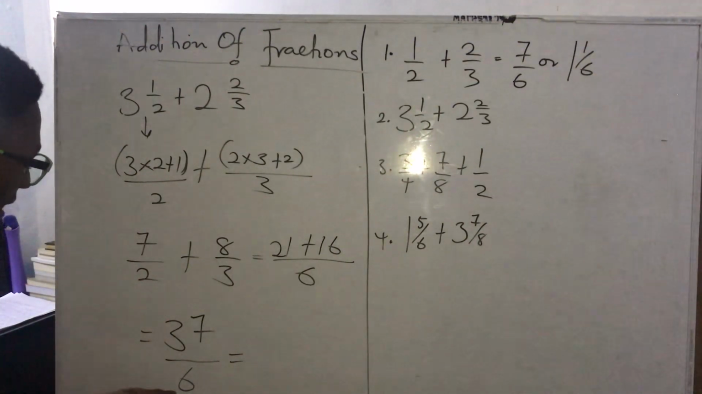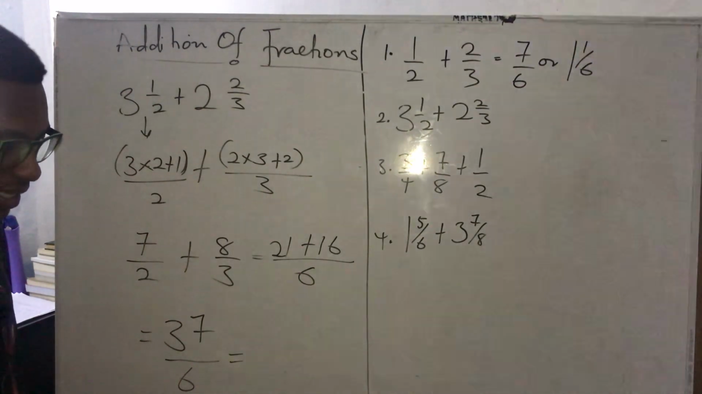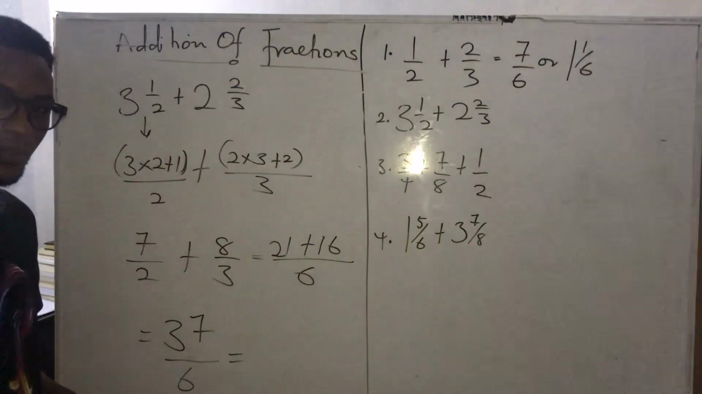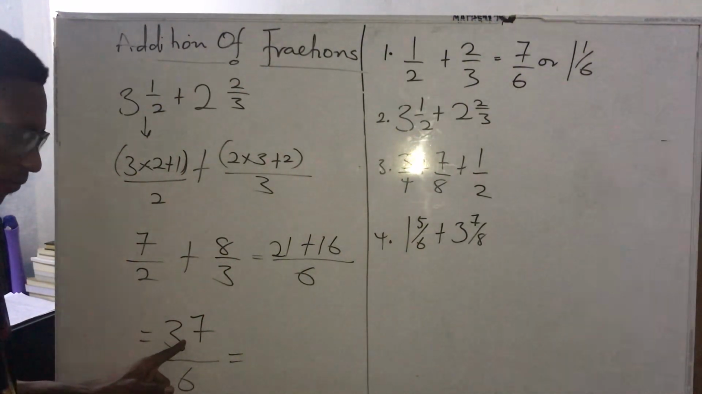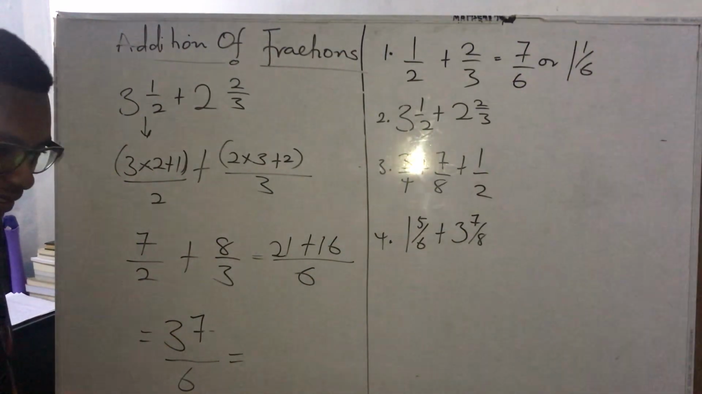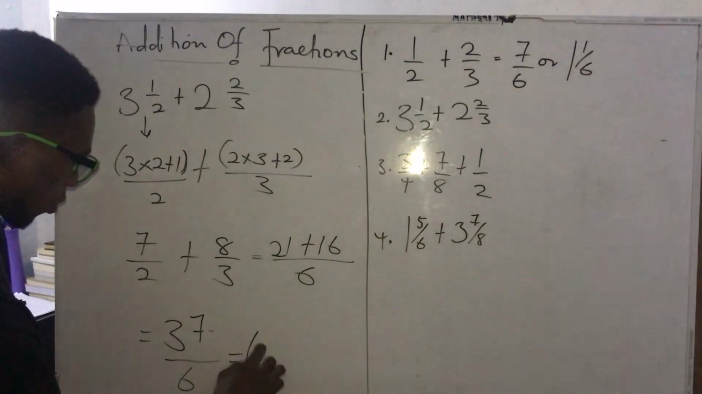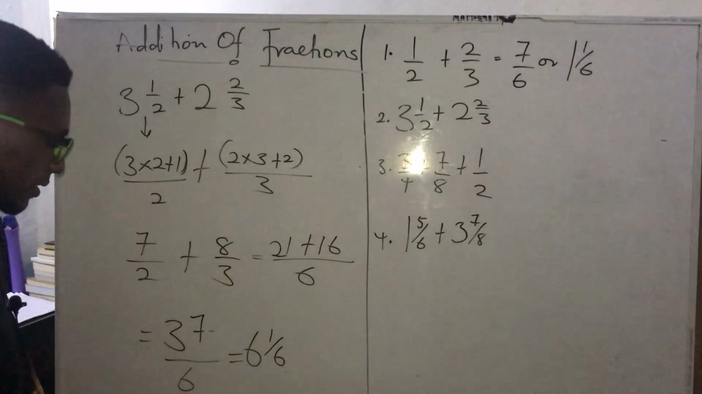So how many times will 6 go into 37? It will go 6 times. 6 times 6, 36. So we have 6 whole number, remainder 1 over 6.